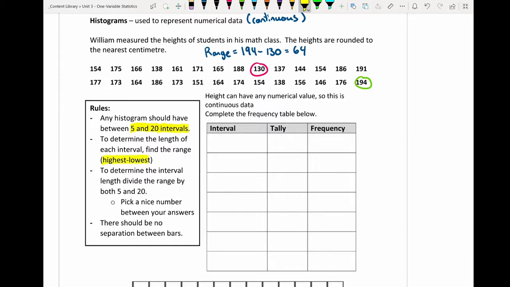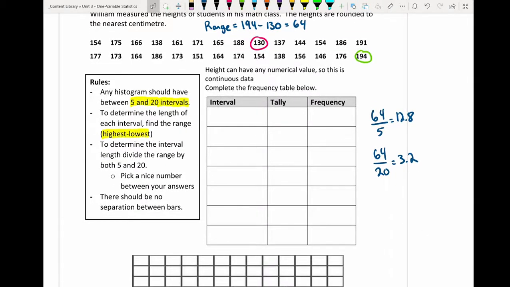Then what I want to do is determine the interval length, so how big each bar is going to be, by dividing that range by both 5 and 20. So if I do 64 divided by 5, I get 12.8. If I do 64 divided by 20, I get 3.2. So that means that the length of my intervals should be between 3.2 and 12.8.